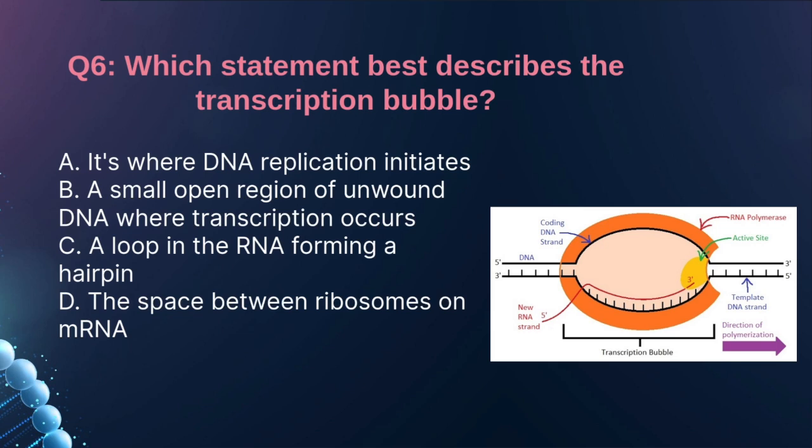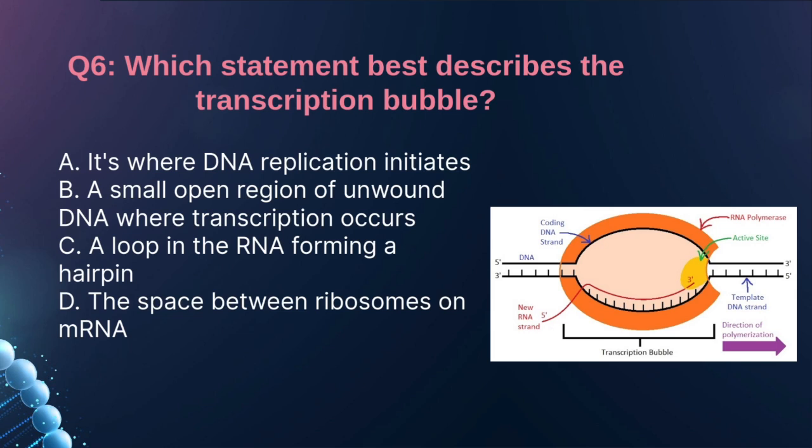Now, the transcription bubble is essential for RNA polymerase to access the template strands. You can see that they're separated from each other. So the answer is B, a small open region of unwound DNA where transcription occurs. A transcription bubble is typically 12 to 14 base pairs long and contains a short RNA-DNA hybrid. It moves along the DNA as RNA polymerase progresses, temporarily separating the DNA strands.